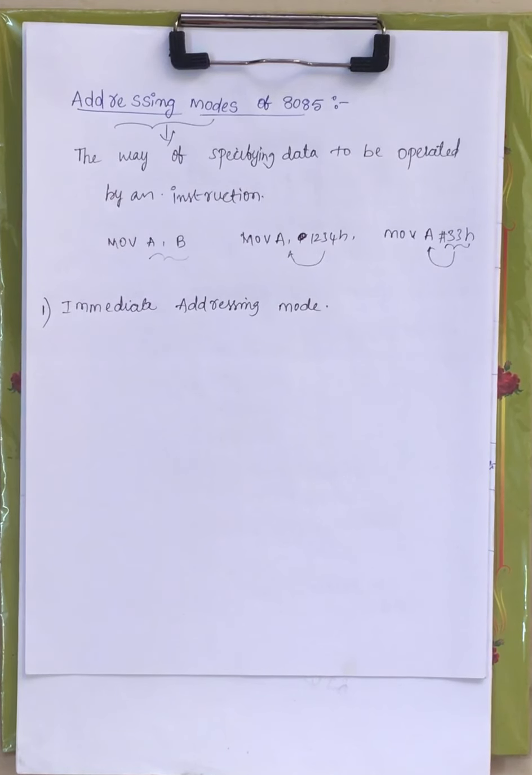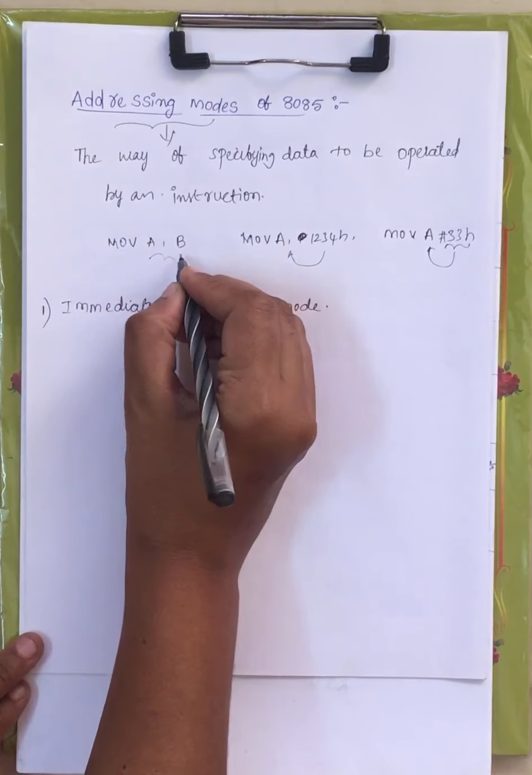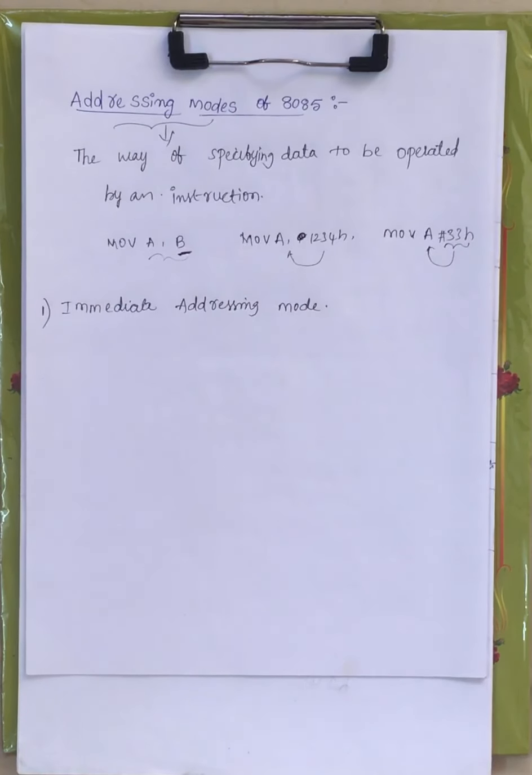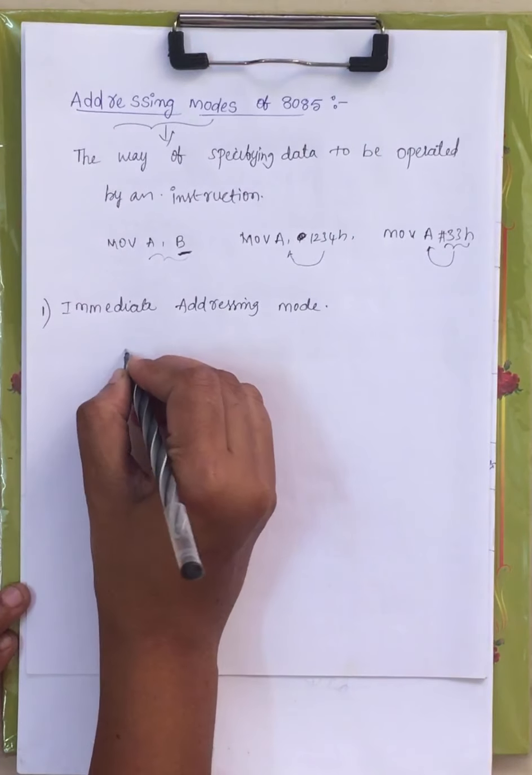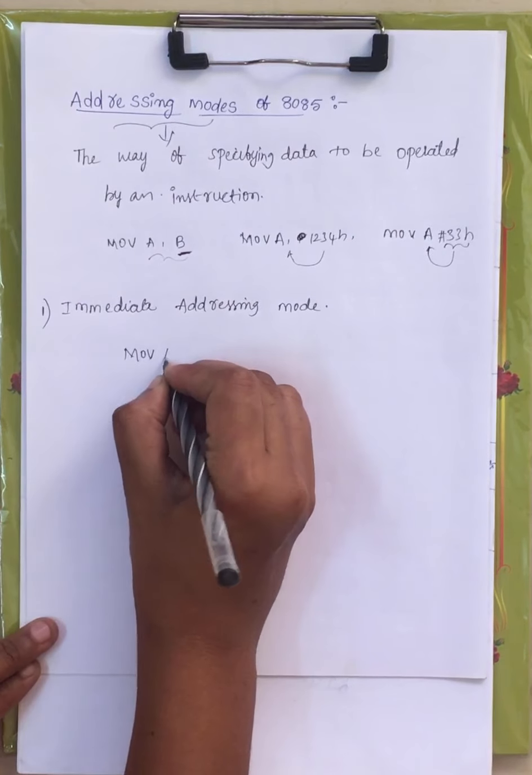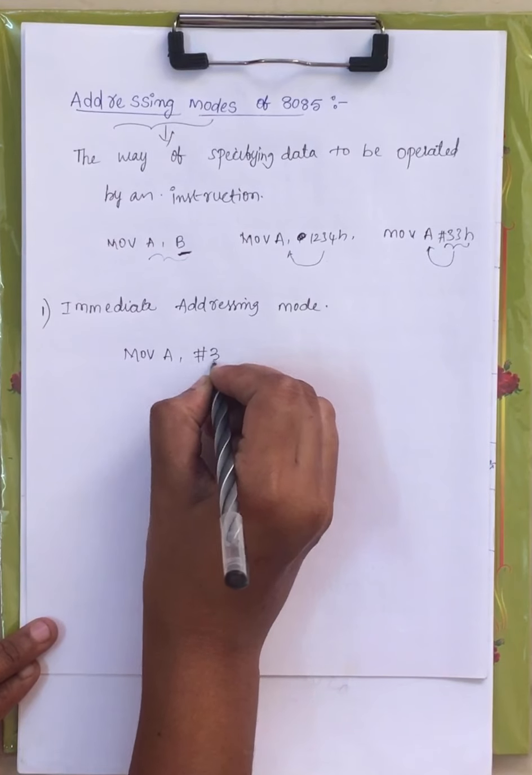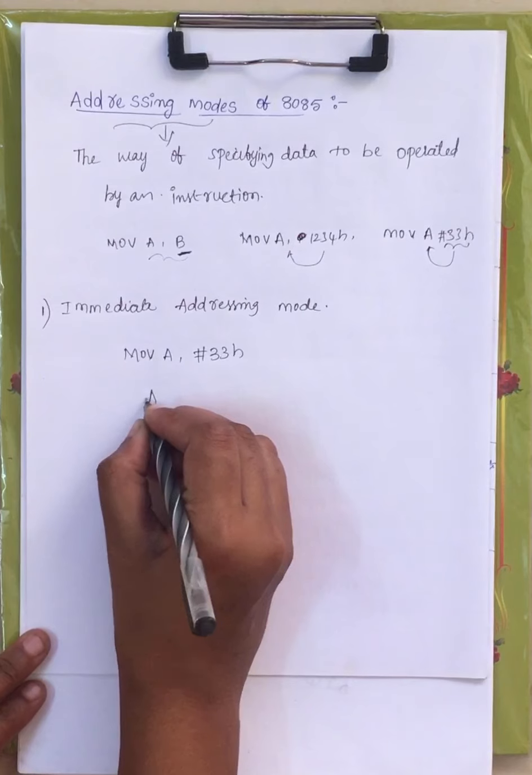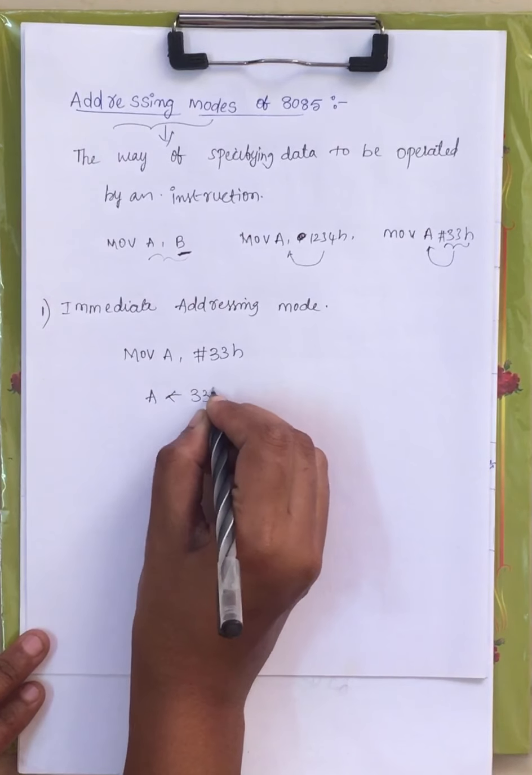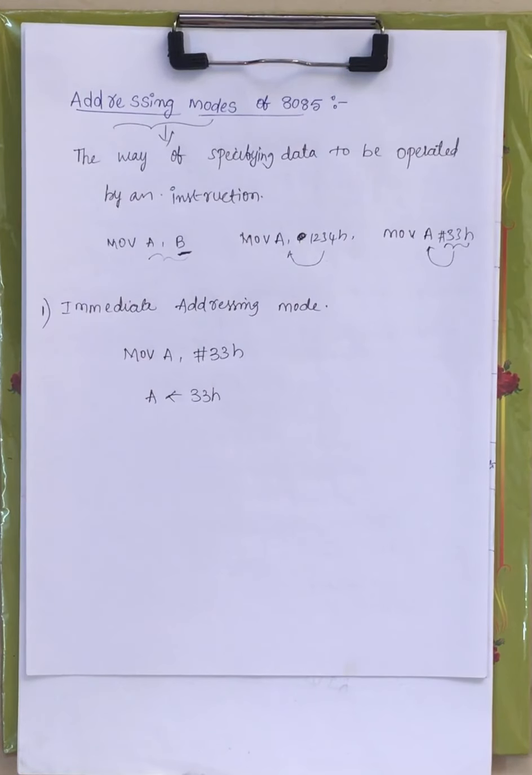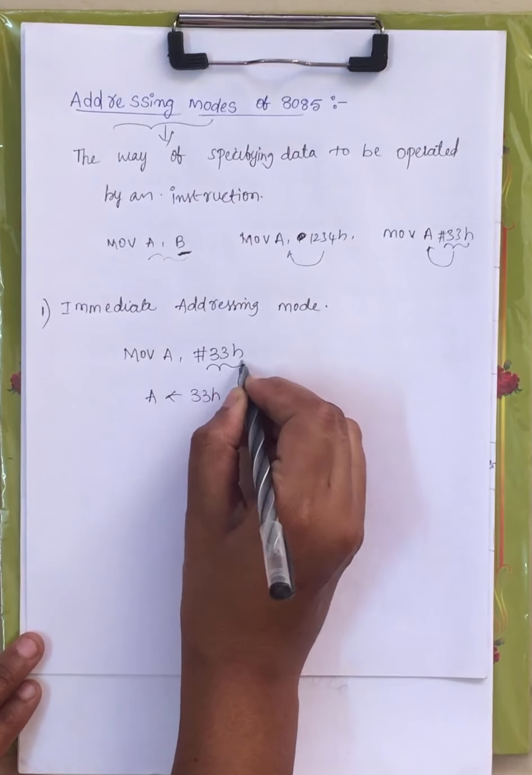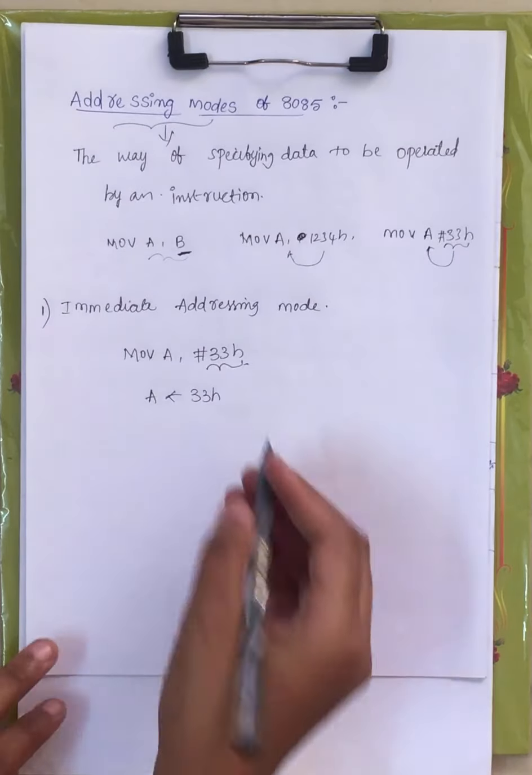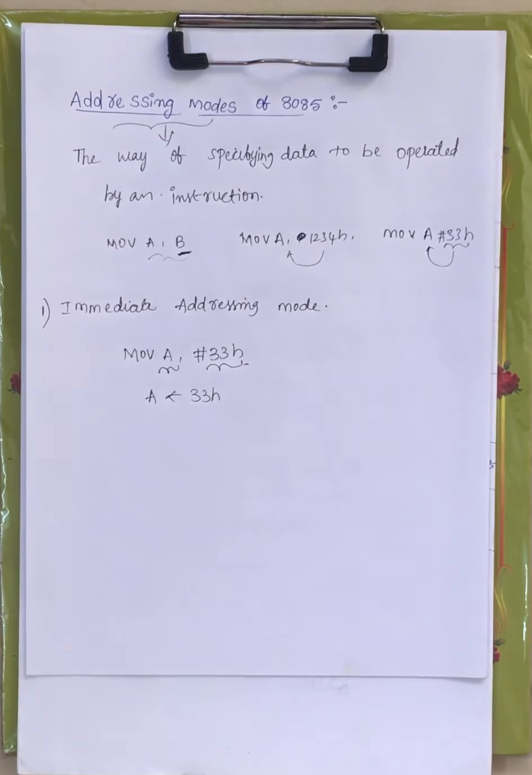Now if you see this, this is nothing but the source operand. I will give an example. Consider MOV A, #33H. What this instruction indicates is that you are moving 33H, immediate data that is directly specified within the instruction, to register A. Here this we call the source operand, and this is your destination operand.